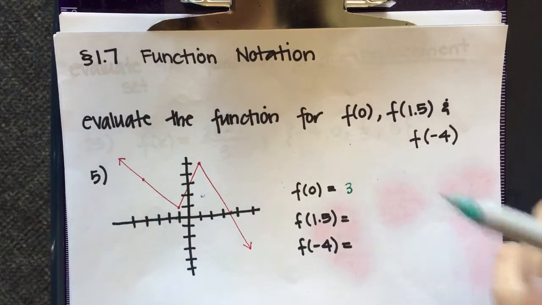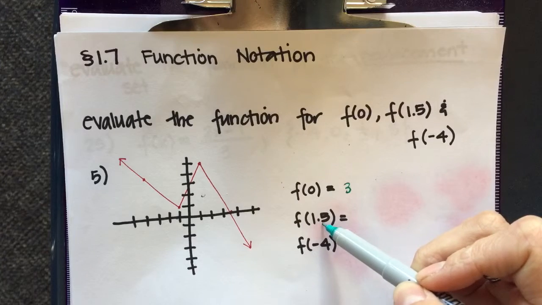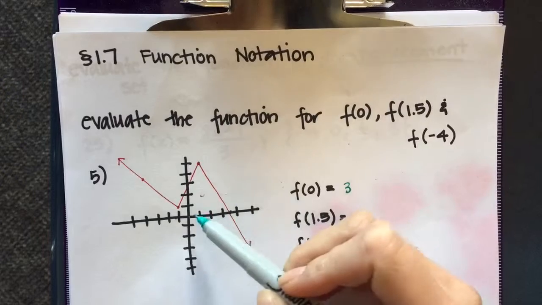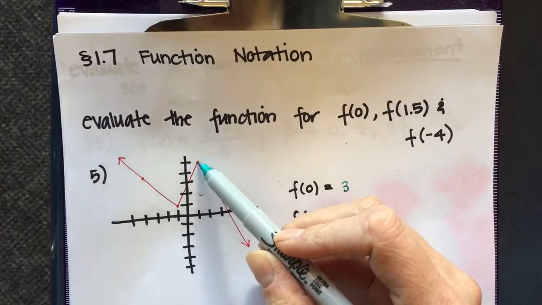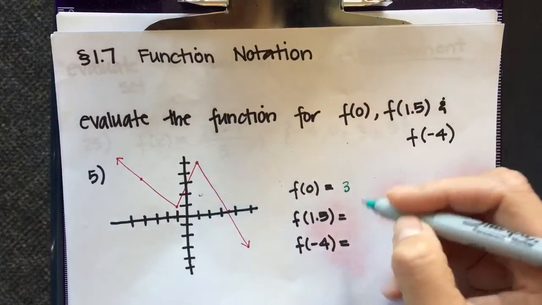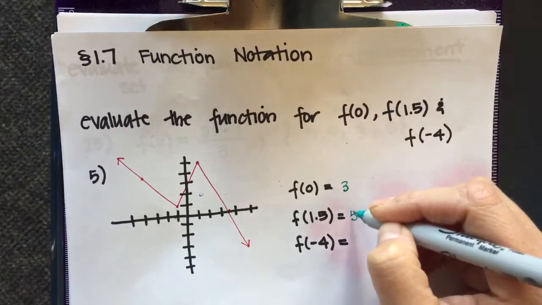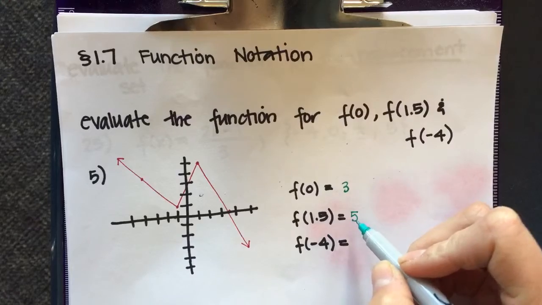F of 1.5. When the x coordinate is 1.5, what's the value of the function? What is the y coordinate? So 1.5, go up to the graph. That's that point right there. And the y coordinate is 5. So the value of the function when x is 1.5 is 5.